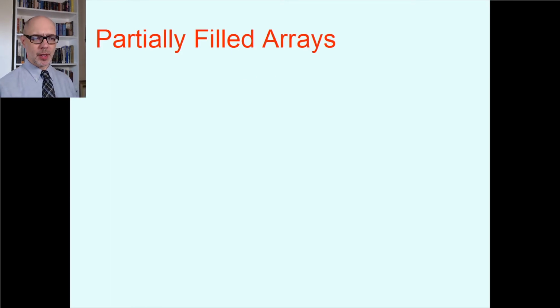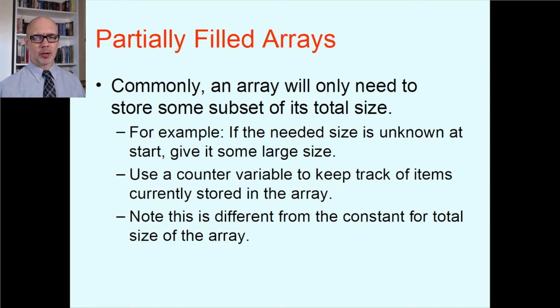All right, some other things. You should be able to make a partially filled array. Commonly, an array will only need to store some subset of its total size. For example, if you don't know how many data points you'll need to store when the program starts up, just give it some arbitrarily large size, more than you need really. And then as data gets saved there, you can use a separate counter variable to keep track of how many things you've saved in the array so far.